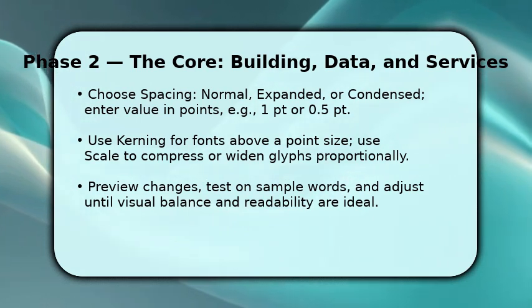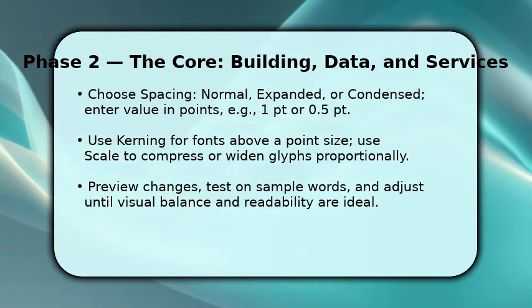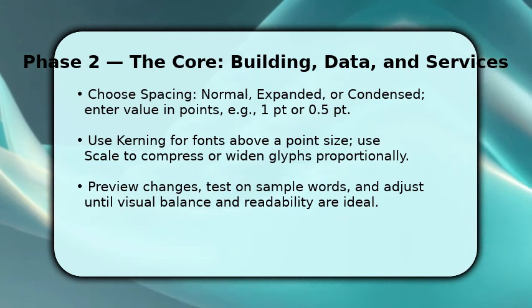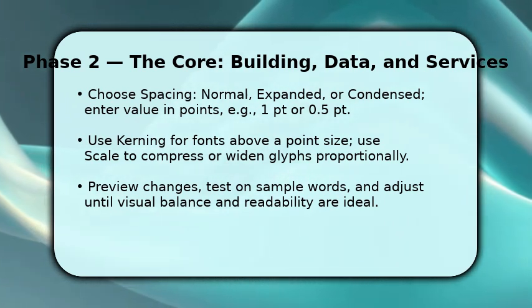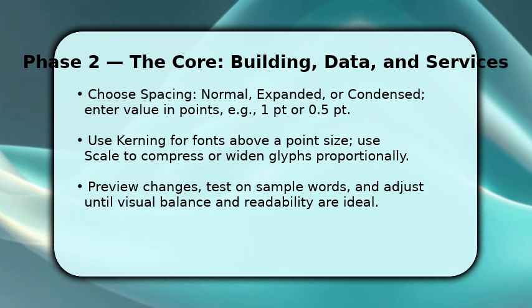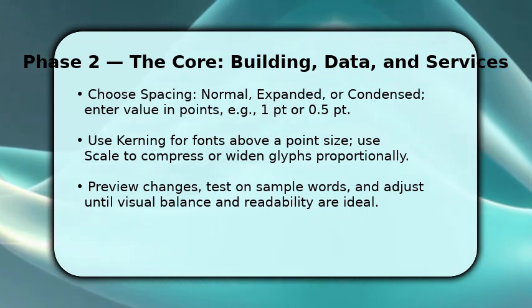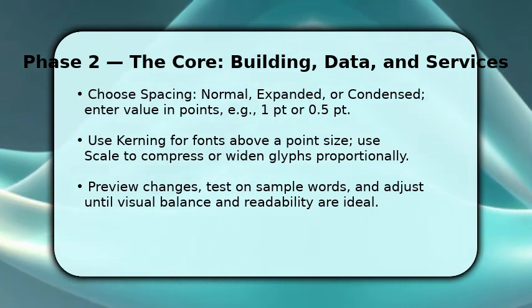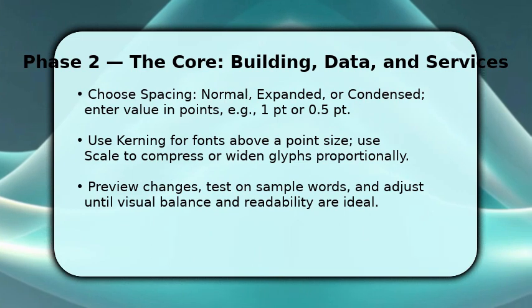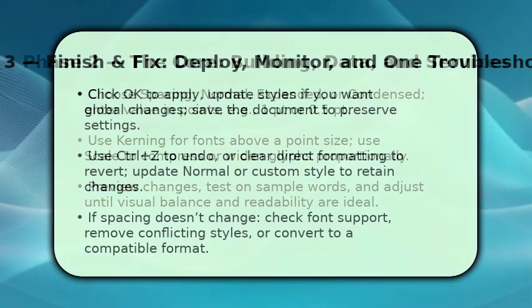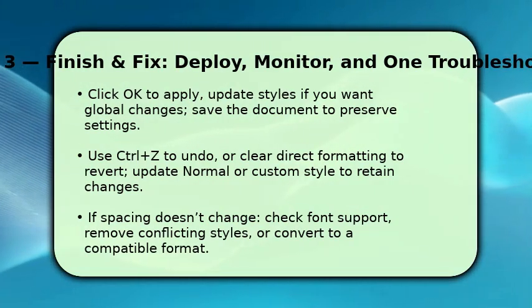If your font supports kerning, enable kerning for fonts above a chosen size to fix awkward pairs automatically. Use scale to alter glyph width if you need a proportional fix. Once done, repeatedly preview different words. Some letter pairs reveal issues only in context, so iterate until satisfied. To finalize, click OK and then save your file.